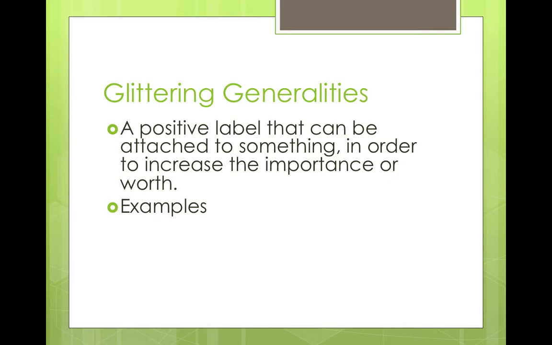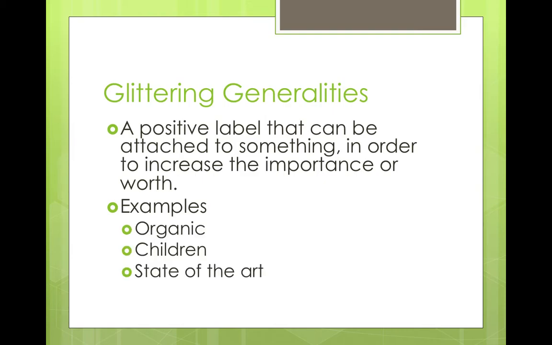With food, it's so easy. A hot, piping, organic, non-GMO, gluten-free. All of these things are great examples of glittering generalities. Children, anytime you attach the word children, it seems to be a glittering generality. Oh, we must do it for the children, right? We've got state of the art when we're talking about technology.